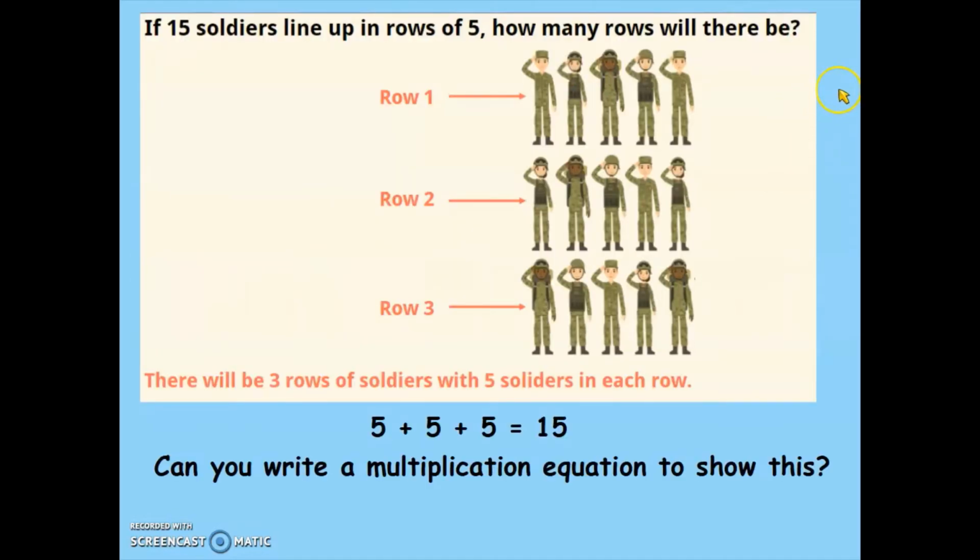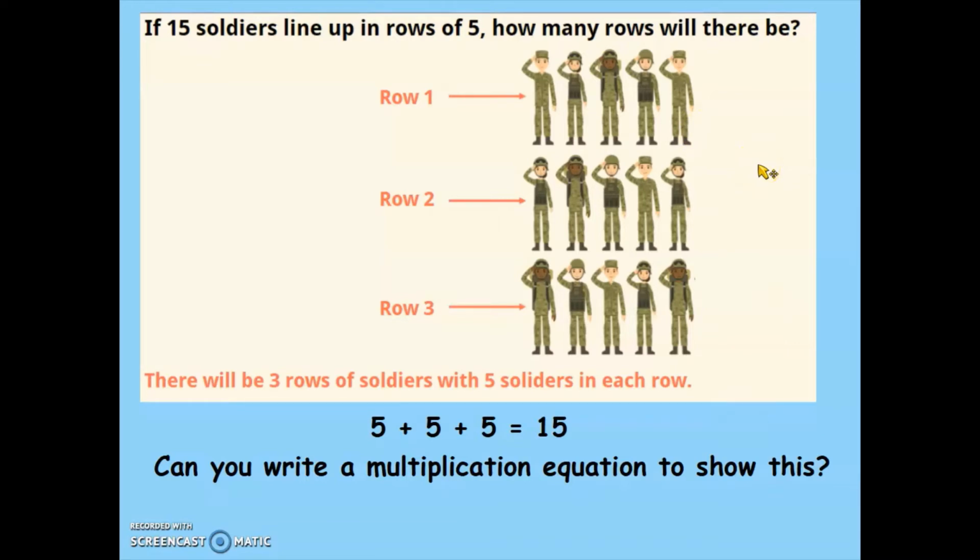So if we lined the soldiers up in 5 rows, we would draw 1 row of 5, another row of 5, and another row of 5. So there are 3 rows with 5 soldiers in each row. Like we were doing yesterday, we could do a repeated addition. 5 add 5 add 5. And in total we've got 15.